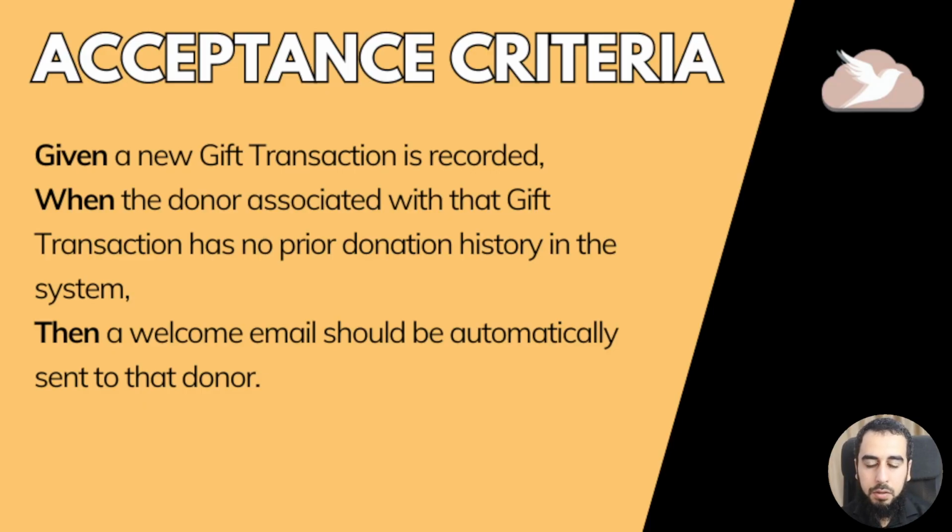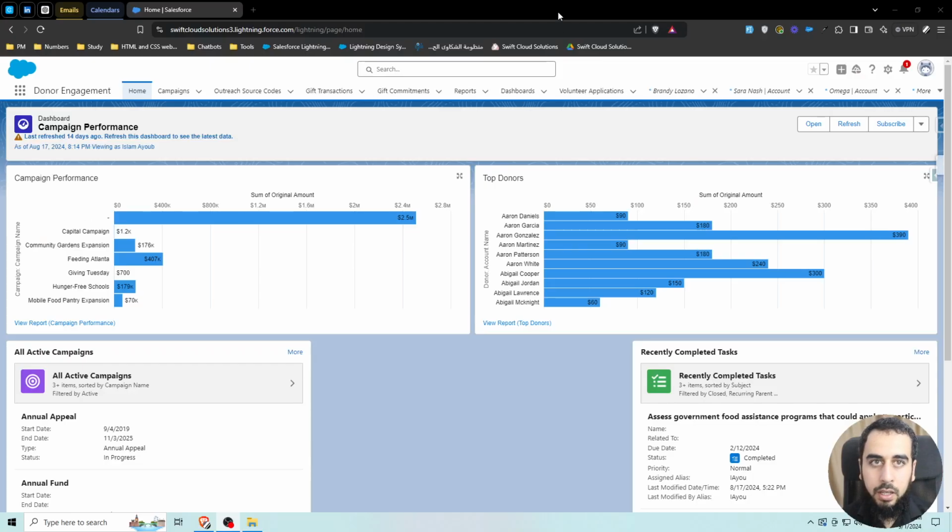So the question there is, how do we know that a donor is a new donor? What's the means to do that? If it is their first donation, how does the system recognize that this donation is their first donation? It's if they didn't have any previous donations in paid status. Let's see how we can build that.